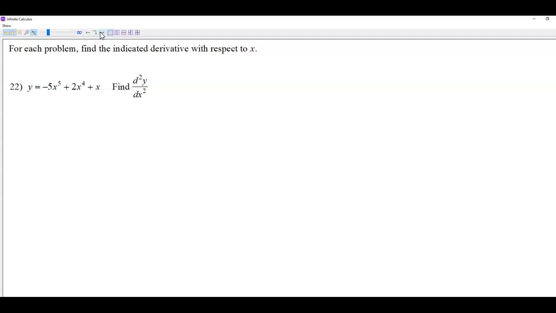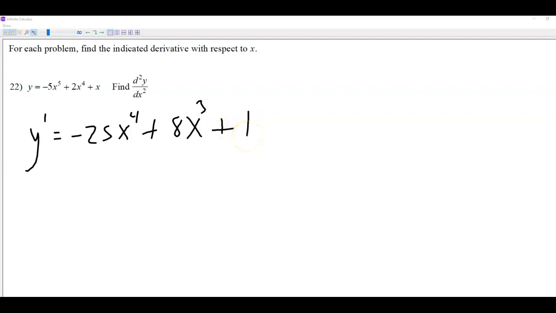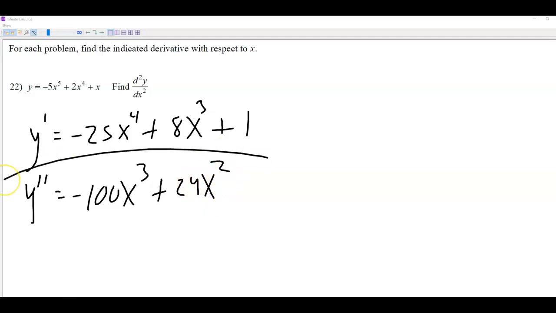Number 22, they want us to find the second derivative of this particular function, and all that means is you just take the derivative twice. So you take the derivative once, and you get negative 25x to the fourth plus 8x cubed plus 1, just doing the basic power rule. Taking the derivative a second time, we get negative 100x to the third plus 24x squared, using the power rule once again. And that would be our final answer there.